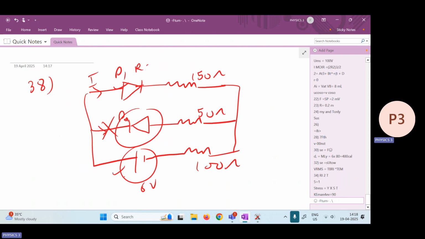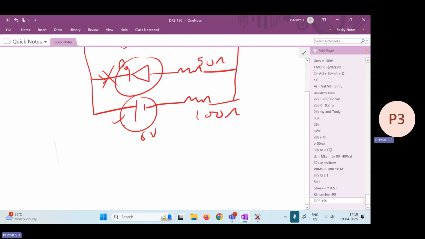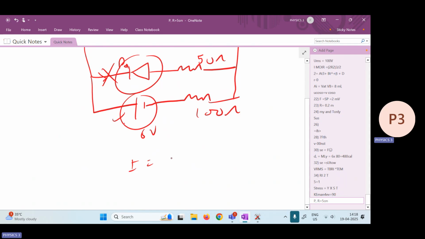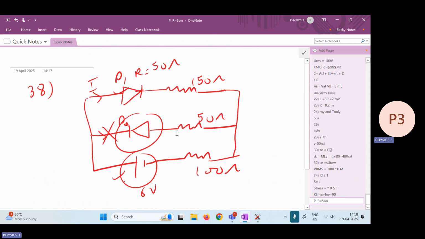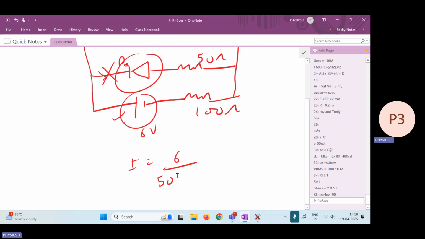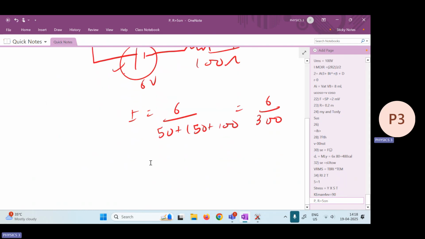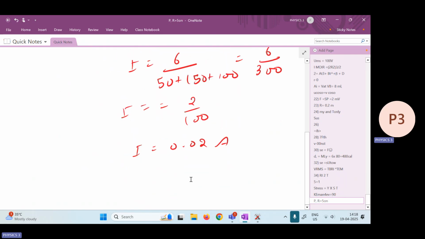The resistance of this diode is given as 50 ohm. So I we can write as V upon total resistance. So 6 upon total resistance, which will become 50 plus 150 plus 100. So that will become 6 upon 300. So that comes out to be 2 by 100. So I comes out to be 0.02 ampere. So B option is absolutely true in this situation. Now let's go to the next question.